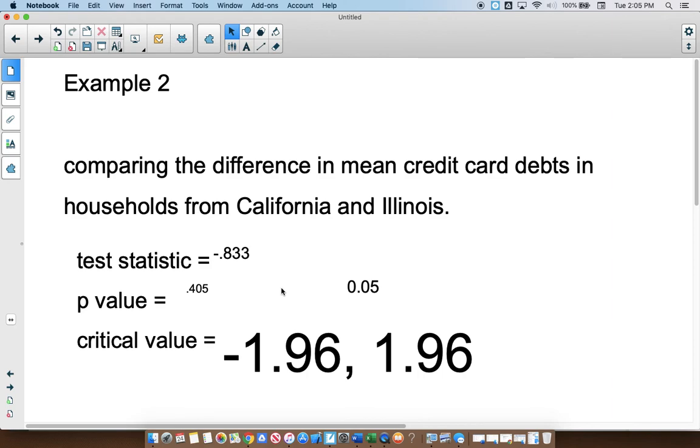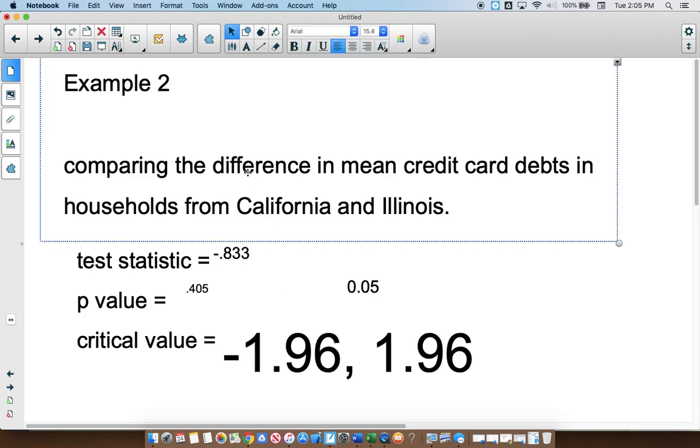And since the claim is with the H0, looking back on page 356, if the claim is with H0 and we fail to reject, there's not enough evidence to reject the claim that there is no difference between the credit card debt for households from California to Illinois.